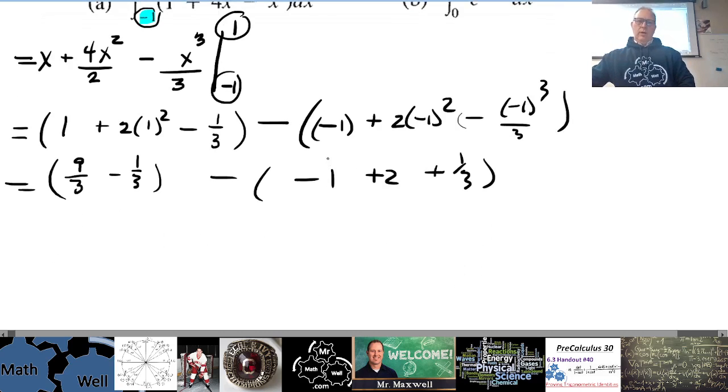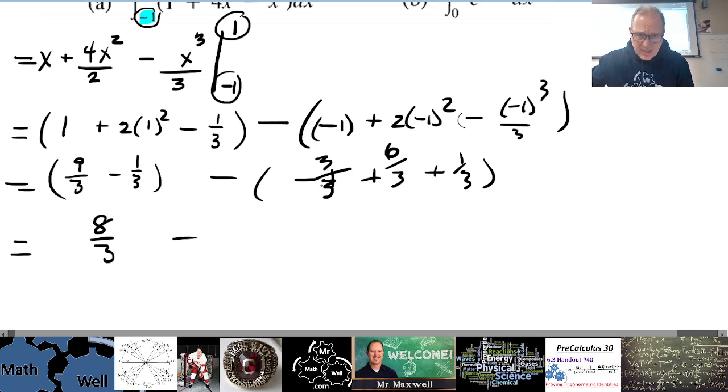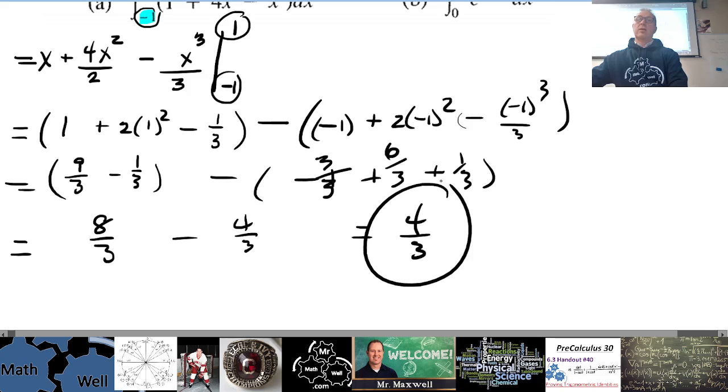So this is, 1 is 3 over 3. 2 is 6 over 3. So if I get all common denominators, that's 8 over 3 minus, and that's a negative, right? -3 plus 6 is 3, plus 1 is 4 over 3. How about that? 4 over 3? Is that the answer that's expected? Okay. So that's how that one works.